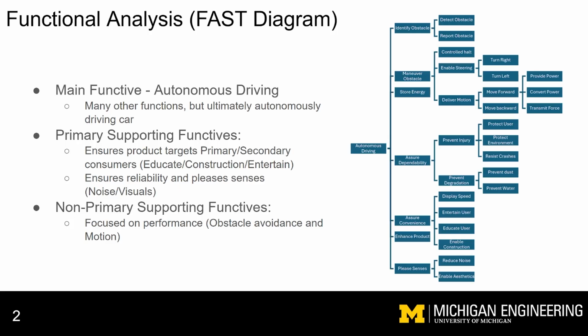Here's our FAST diagram, which analyzes the car's functions. The main focus is the autonomous driving aspect, and this is supported by the primary functives. One such functive is meant to ensure the product targets primary and secondary consumers through education and entertainment. Another ensures the car is reliable and pleasing to the senses through its visual appearance and sounds. The non-primary supporting functions focus on the performance of the RC car, like movement, turning, and avoiding obstacles.